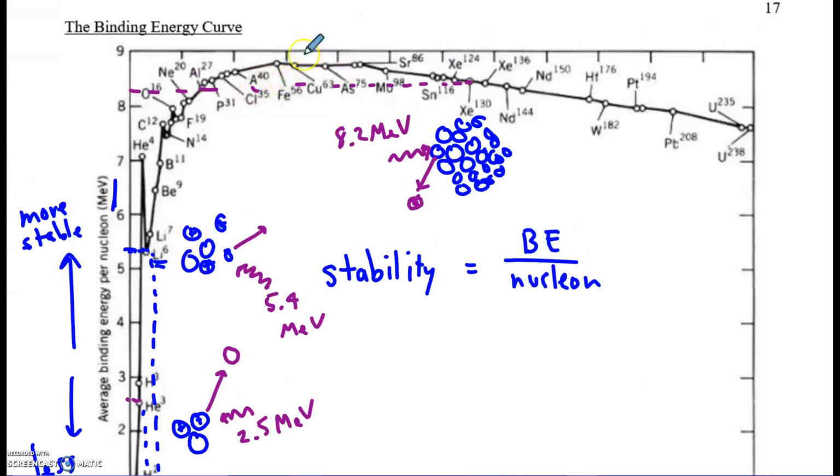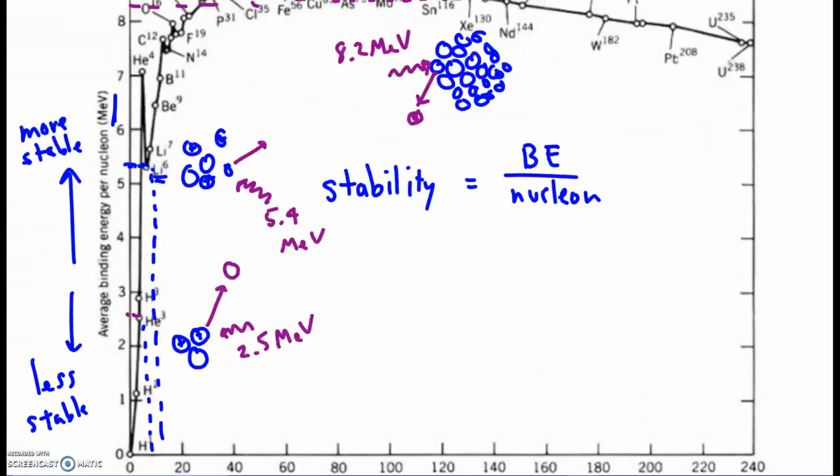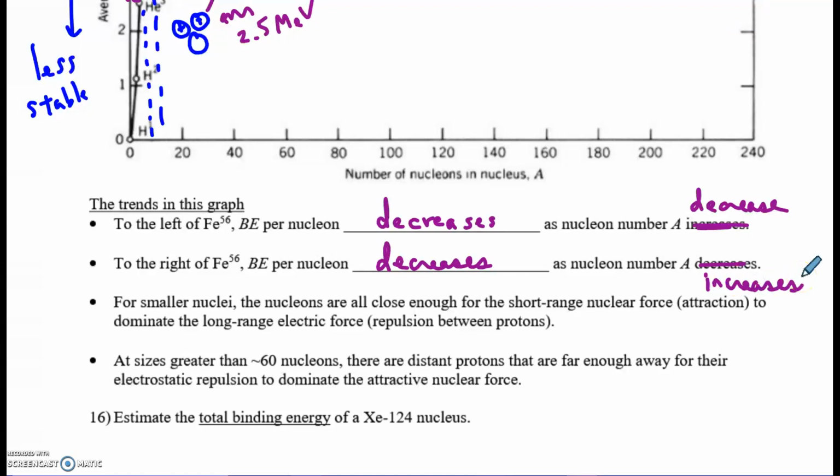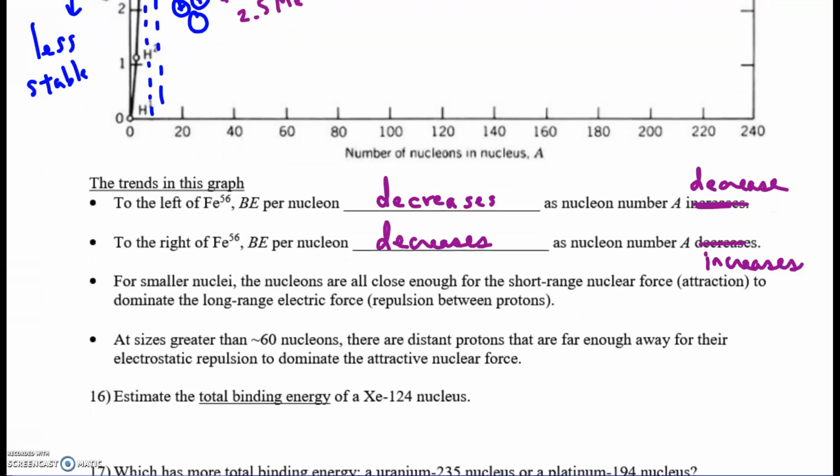So what's the most stable atom? According to the graph, it's iron-56. If you move to the left or to the right, you decrease in both directions. To the left of iron-56, binding energy per nucleon decreases as we decrease the size. And to the right of the graph, again, it decreases. If you move to the right, you're increasing the x-axis. So why is it a decrease on both sides?